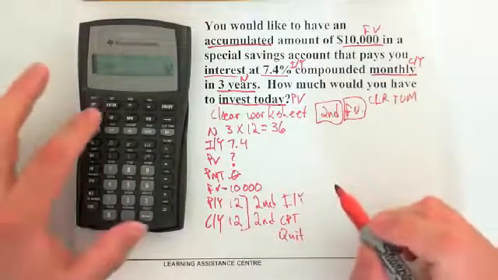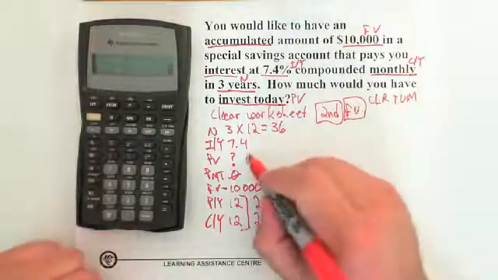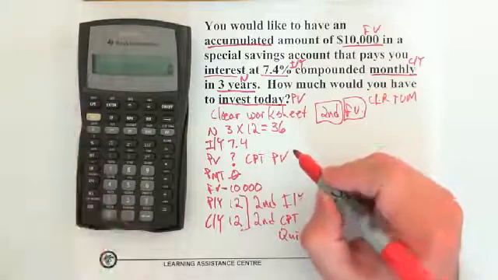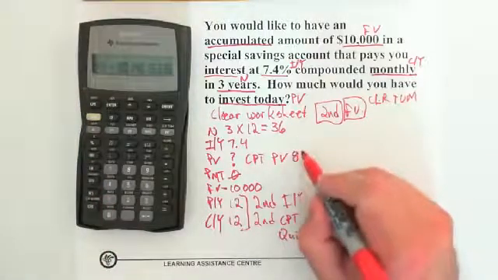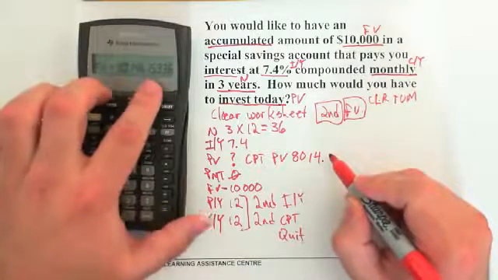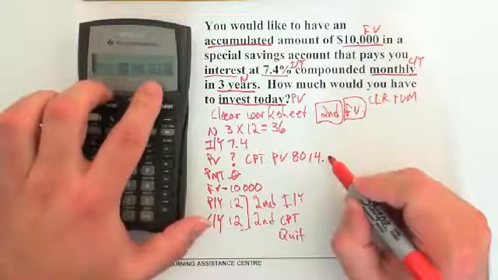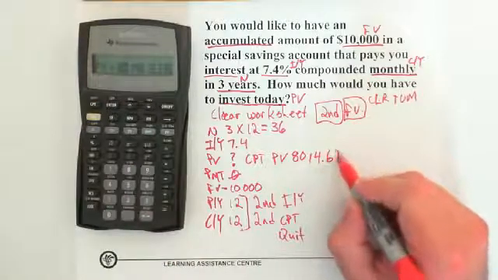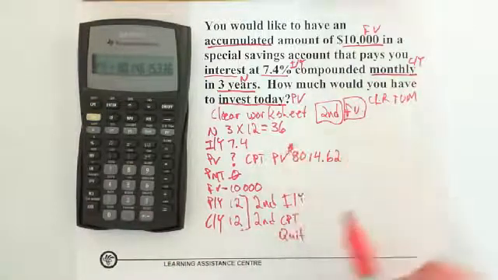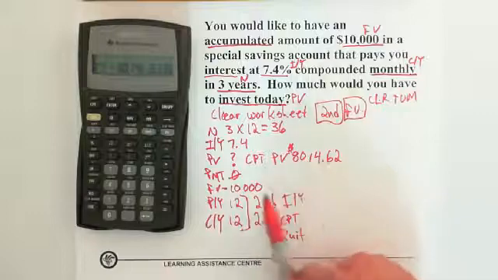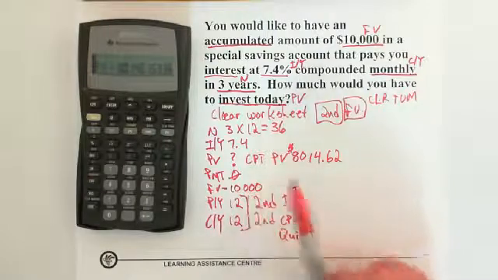And then PB is what we want to solve for. So compute PB. So then we have to invest $8,014. And this time we have a 5 as our third decimal, so that's going to cause the 1 to round up to a 2, so 62 cents. So $8,014.62 is how much we have to invest today so that we can have a maturity value of $10,000 in 3 years.